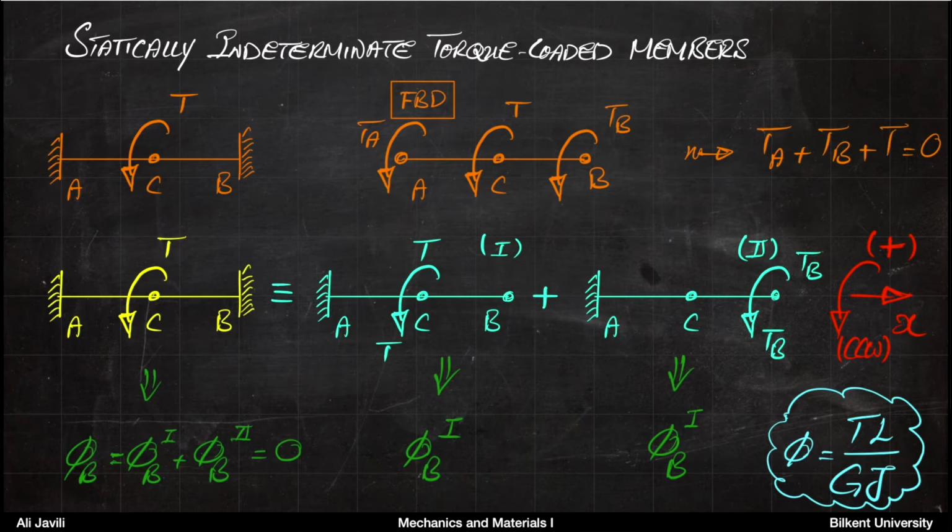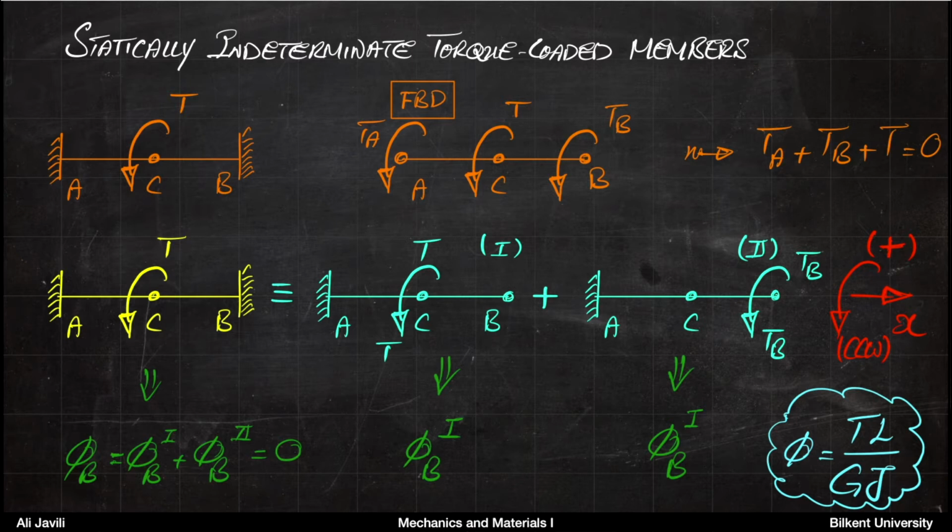So now what we do is we take that member and decompose it into two parts, part 1 and part 2. In part 1, you only apply T and you get no reaction from B. In part 2, you only apply TB and you have no external torque from point C.